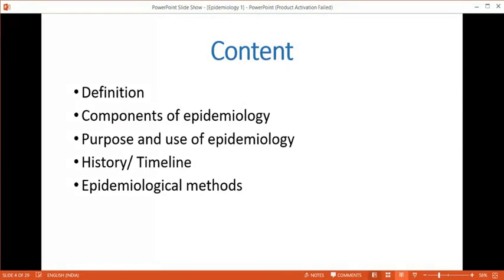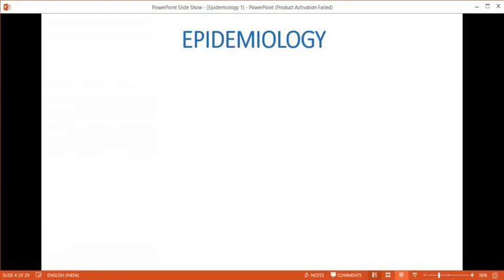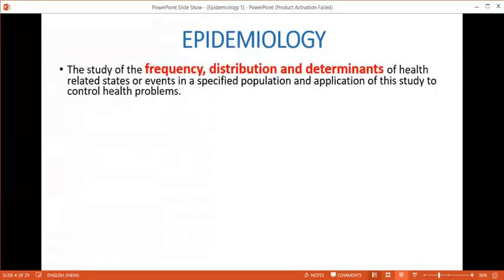So what do you mean by epidemiology? The definition is the study of frequency, distribution, and determinants of health-related states or events in a specified population, and application of this study to control the health problems. I just repeated the study of frequency, distribution, and determinants. These are the main three components: the frequency, distribution, and determinants of health-related states or events in a specified population, and the application of this to control the health problems.